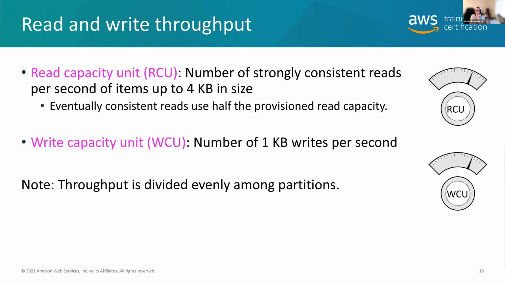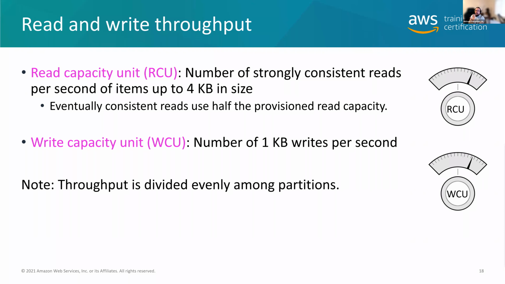So this is a good question. If you needed to write, notice I said write, 15K of data per second, how many write capacity units do you need? You need to write 15K of data. How many write capacity units do you need? 15, right? Because it's a one-to-one relationship. If you want to write 1K of data, you need one capacity unit.